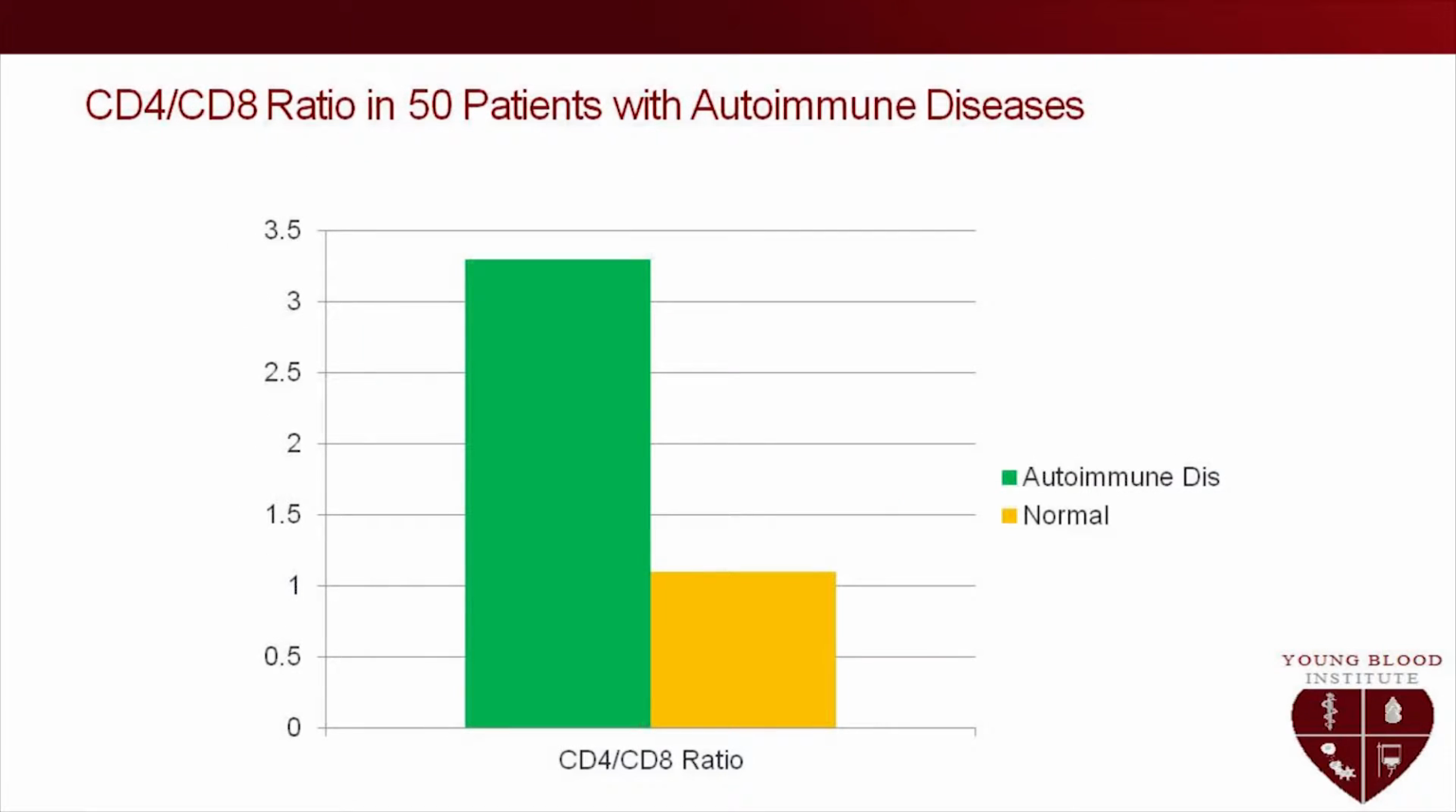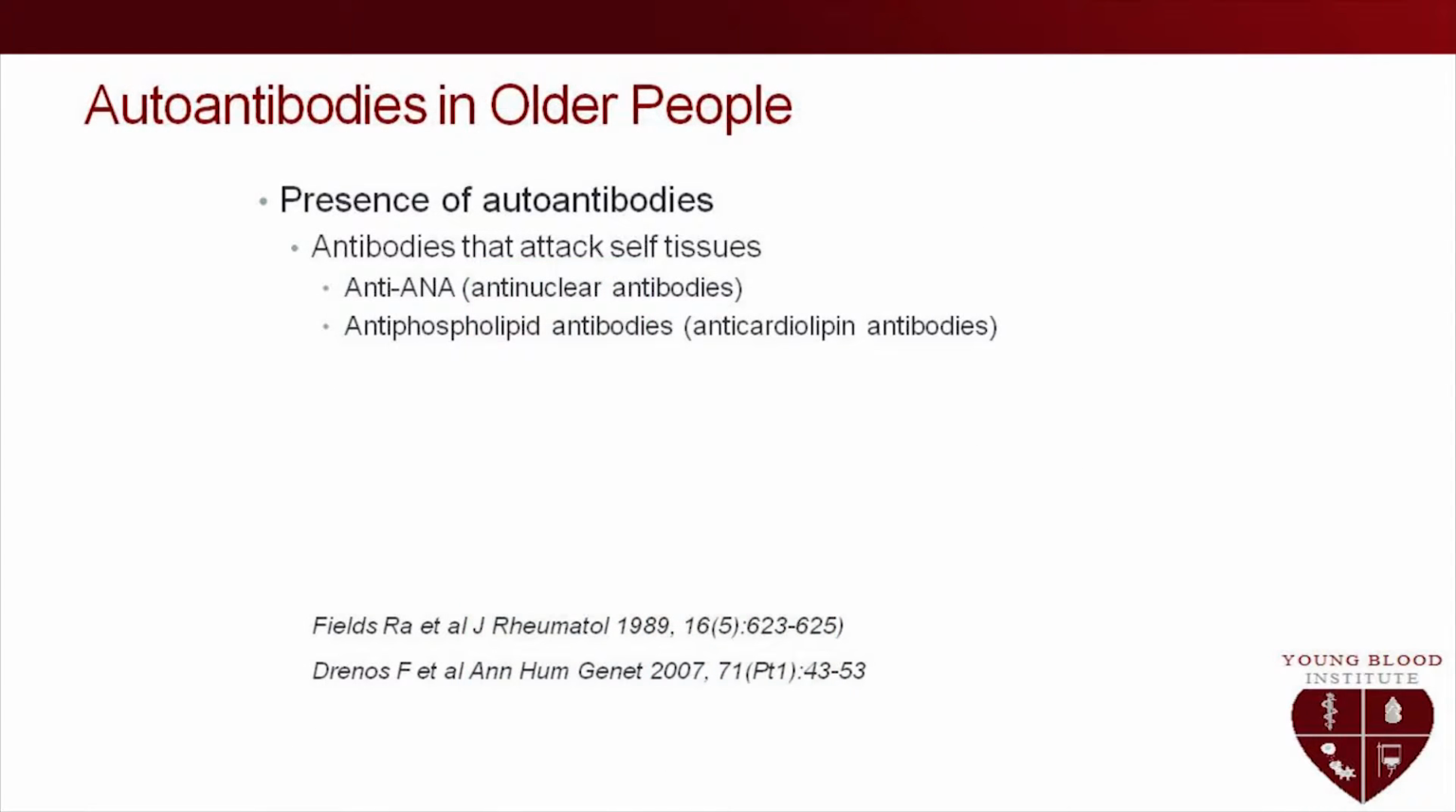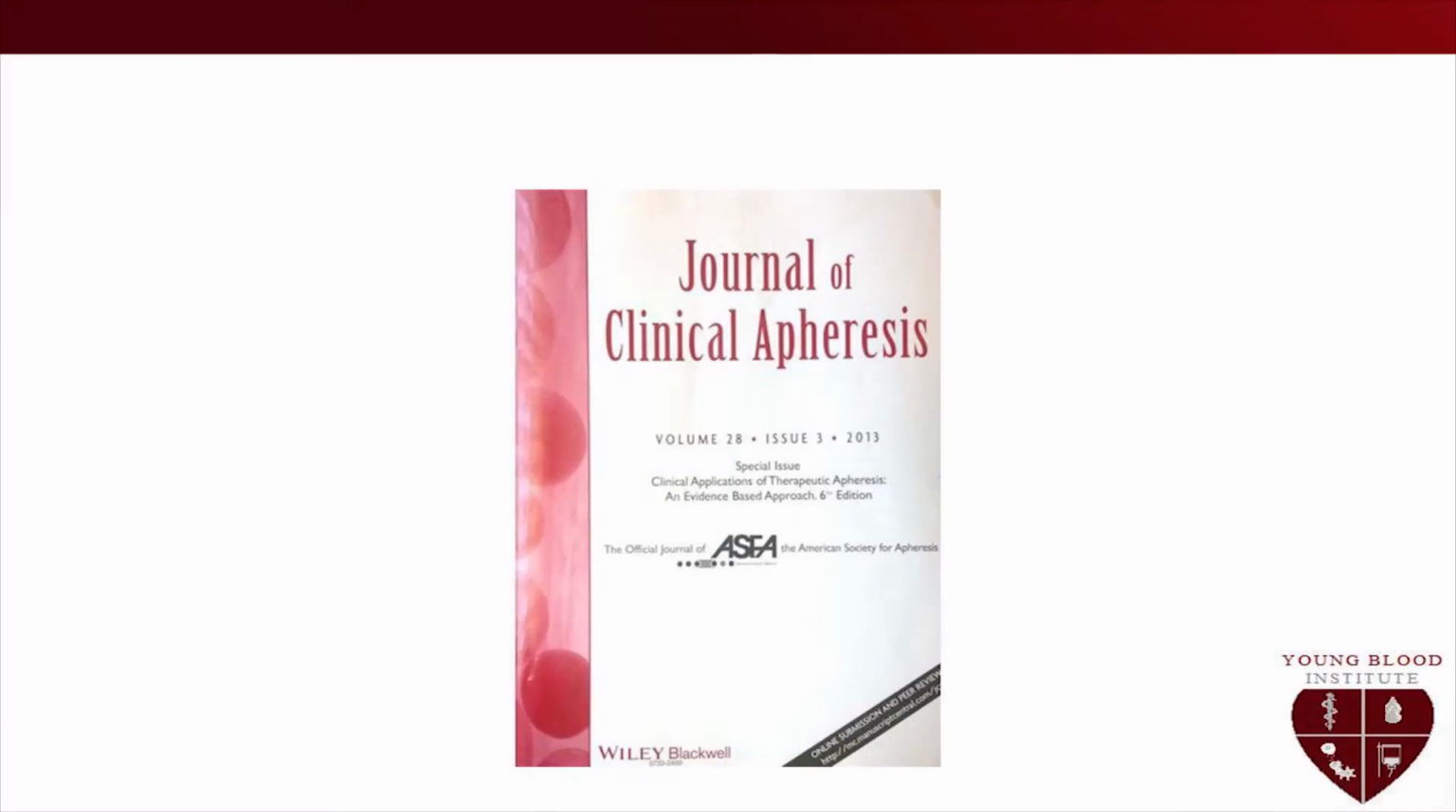In some cases, they're specific to certain organs. In different diseases, they may be specific to certain organs. But in most autoimmune diseases, there are a few antibodies that occur almost in all of them. Now, it's interesting that these same autoantibodies, ANA and anticardiolipin antibodies, are present in older people. People over 65 have many of those antibodies.